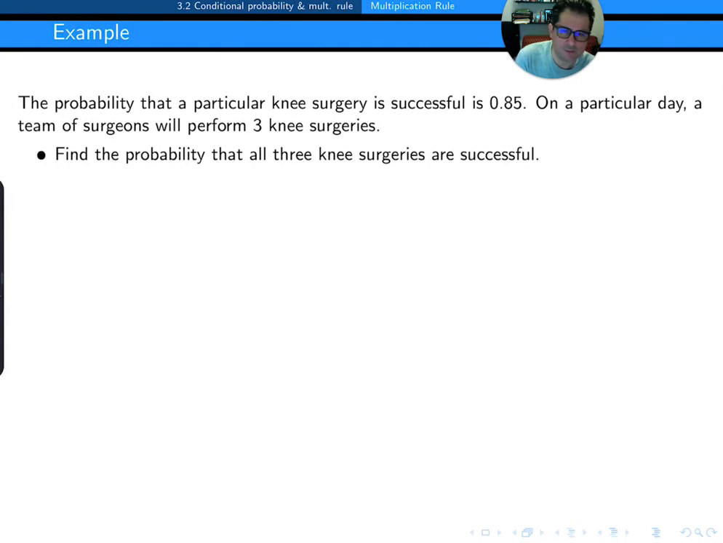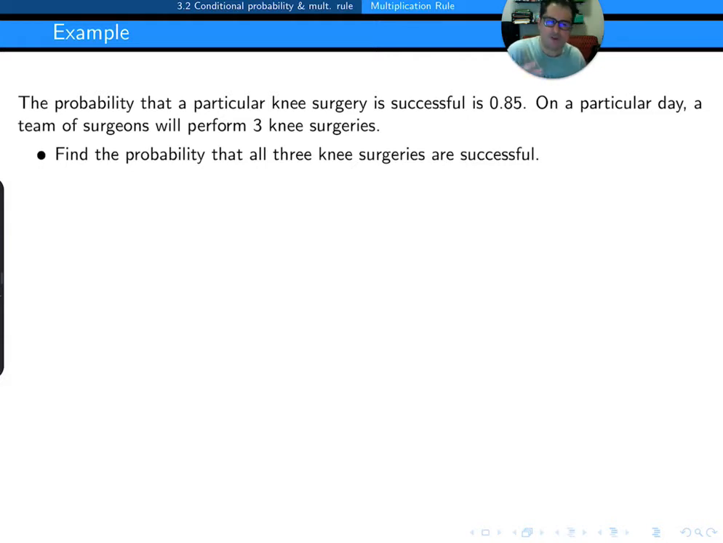So here are some examples. The probability that a knee surgery is successful is 85%. Pretend this is true for some special knee surgery. On a particular day, a team of surgeons is going to perform 3 of these knee surgeries. So what's the probability that all 3 are successful? What I want to say here is that we're going to assume that the second surgery being successful is independent from the first one being successful or not, and the third one is independent of what happened in the first 2.